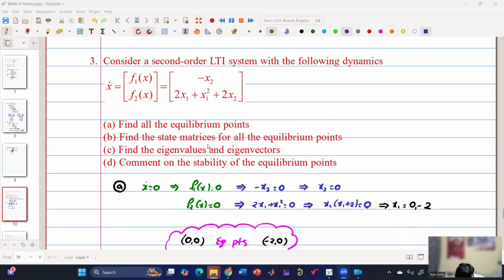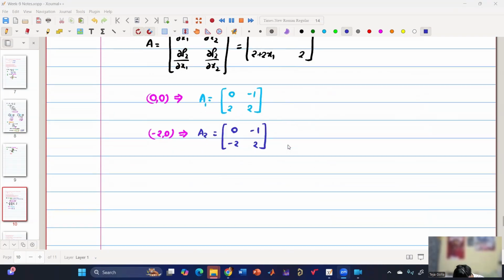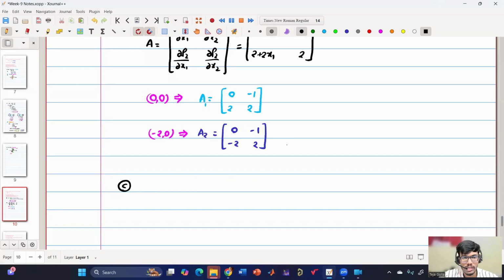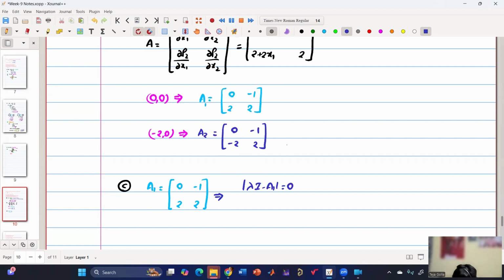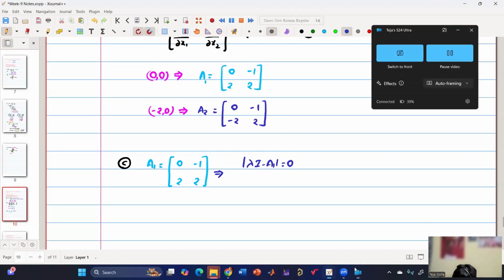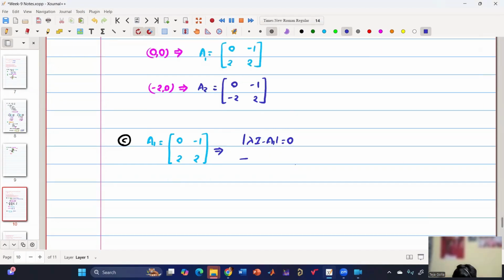In the second part, I asked what the state matrices are for the equilibrium points. Now we have to find the eigenvalues as well as eigenvectors. So first, let us consider A1. In part C, let us consider A1 and calculate the eigenvalues and eigenvectors. I'm considering A1 to be [0, -1; 2, 2]. Now if we simplify this, we get the determinant of lambda I minus A1 equals 0. So what are we going to get for lambda I minus A1?